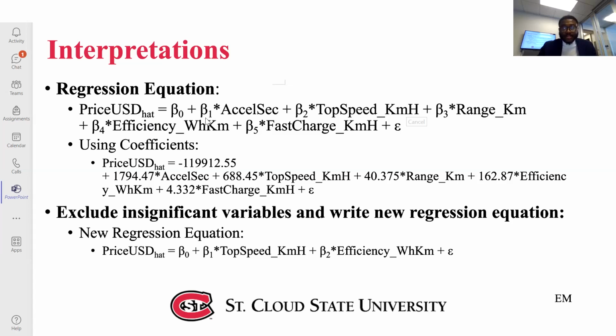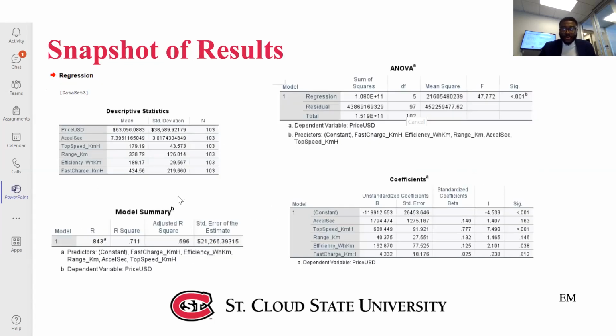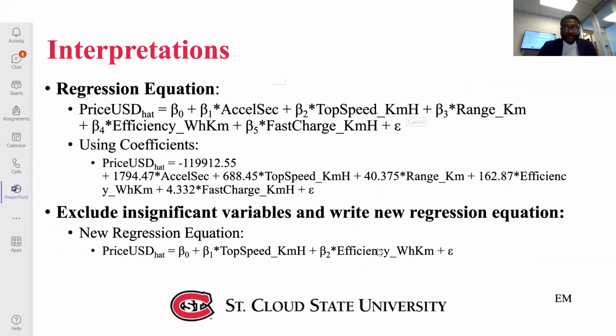And then we have beta 1, which is the slope of the first independent variable, which is acceleration. And then we have the slope of the second independent variable, which is top speed. And then we have the slope of the third variable multiplied by range, the slope of efficiency, and then the slope of fast charge. When we look at that coefficient table again, we can see that the unstandardized B values are the estimated values of each of the independent variables.